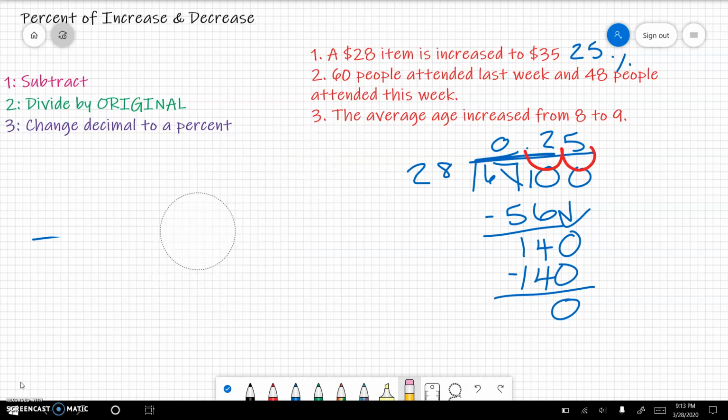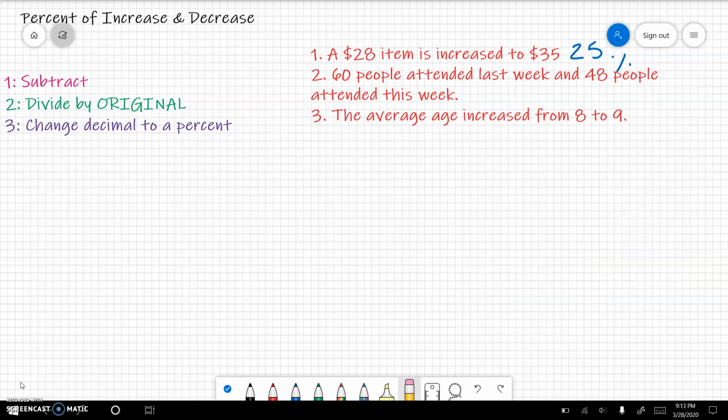Okay, let's look at example 2. 60 people attended last week and 48 people attended this week. So we don't know what they attended, but it does not matter. The first step on the left says to subtract. So I'm going to take 60 minus 48 and get 12. I would have borrowed there if you're confused. I would have got 12.